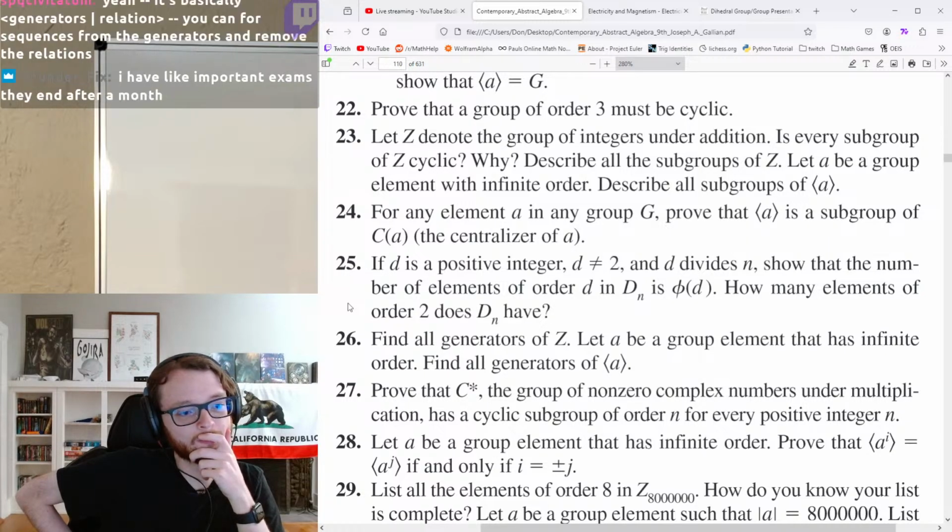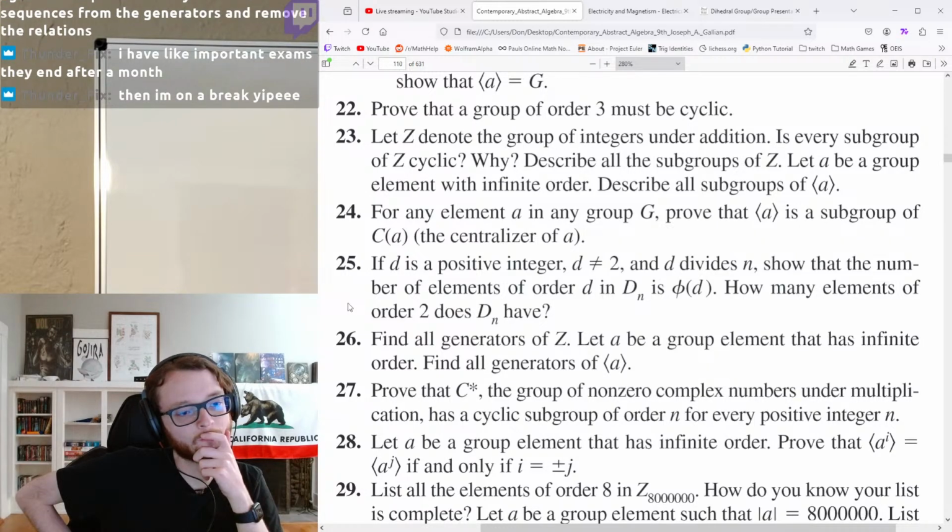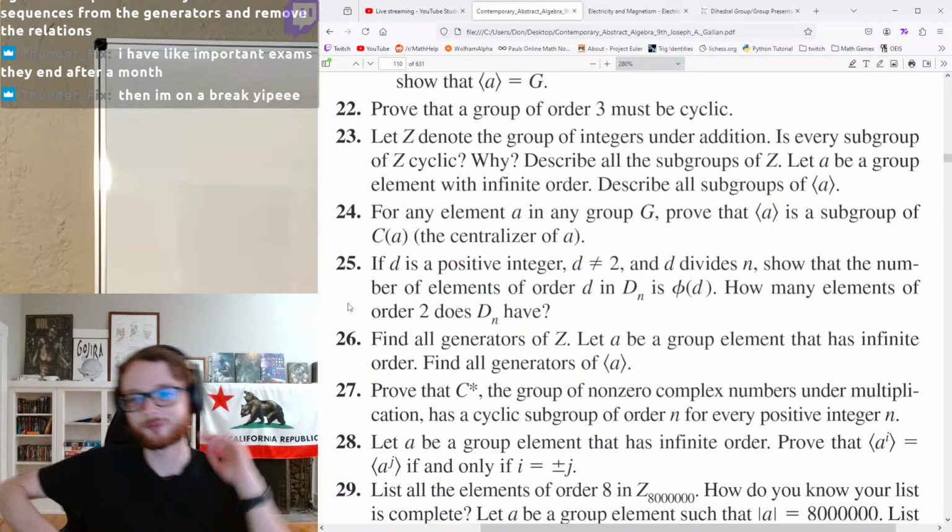Basically, generators relation. You form sequences from the generators and remove the relations. Okay. You have like important exams day and after a month, then you're on break. Okay. God, you still have a ways to go then.